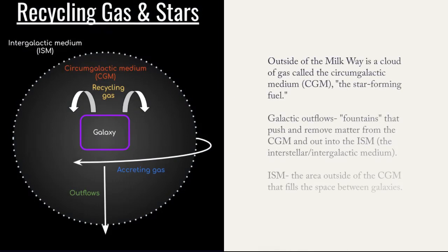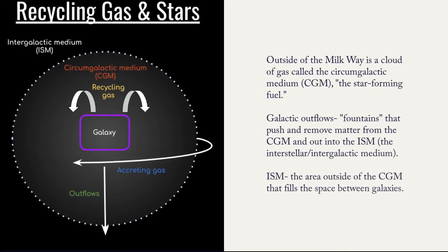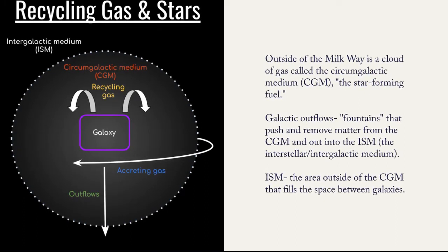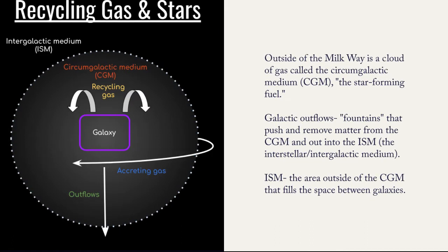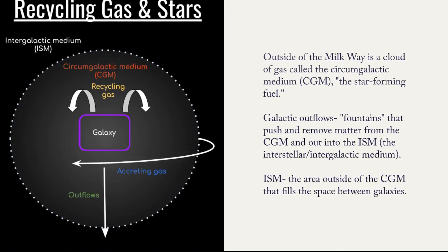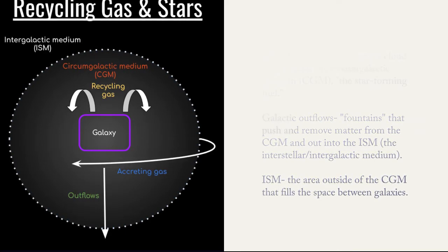Surrounding the galaxy is a cloud of gas known as the circumgalactic medium, CGM, the galaxy's star-forming field. Matter is constantly recycled in the CGM. There are also galactic outflows, fountains that push matter out of the CGM and into the ISM, interstellar or intergalactic medium, which is the area outside of the CGM that fills the space between galaxies.